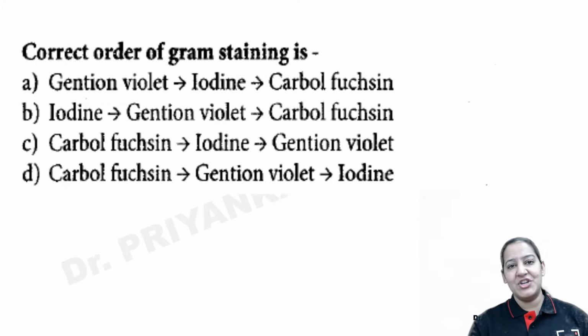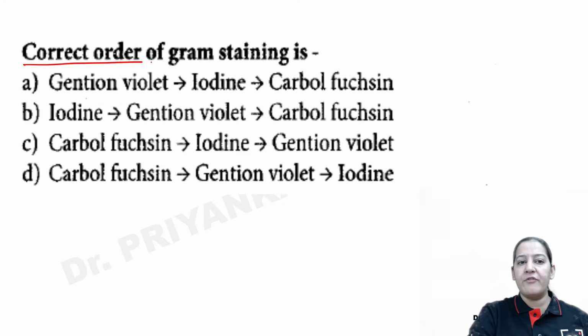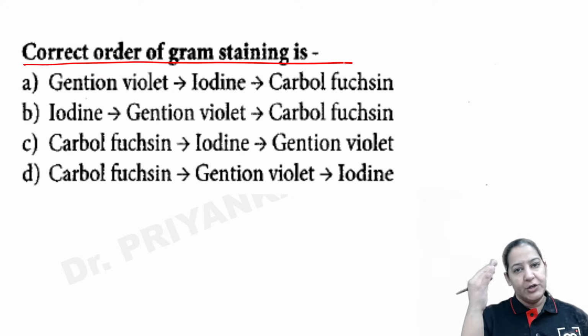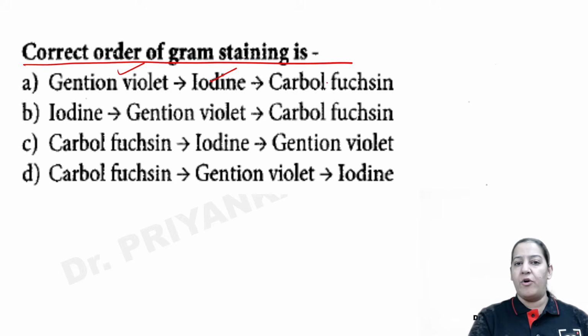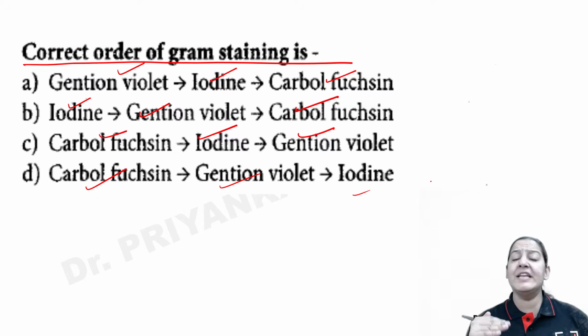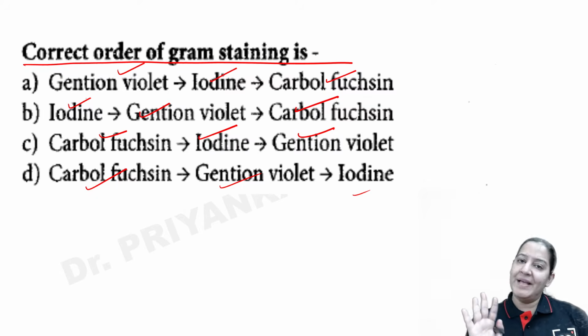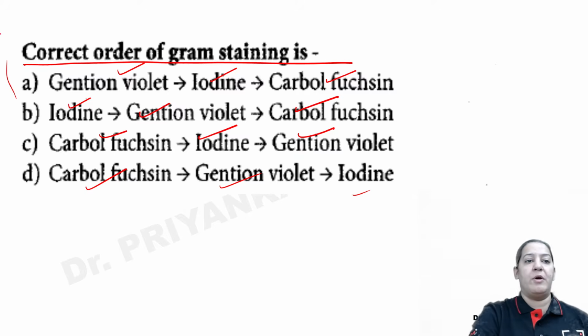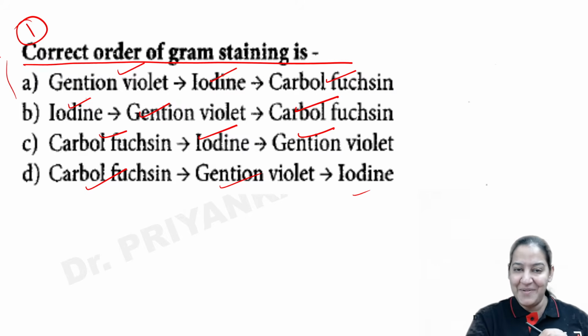This is the first question. Can you tell me the correct order of gram staining? You can see the 4 options in front of you. Is it gentian violet followed by iodine followed by carbol fuchsin? Is it iodine followed by gentian violet followed by carbol fuchsin? Is it carbol fuchsin followed by iodine followed by gentian violet? Or is it the fourth option? From A, B, C, D, whatever you think is the correct answer, please write it in the chat box. This is question number 1.